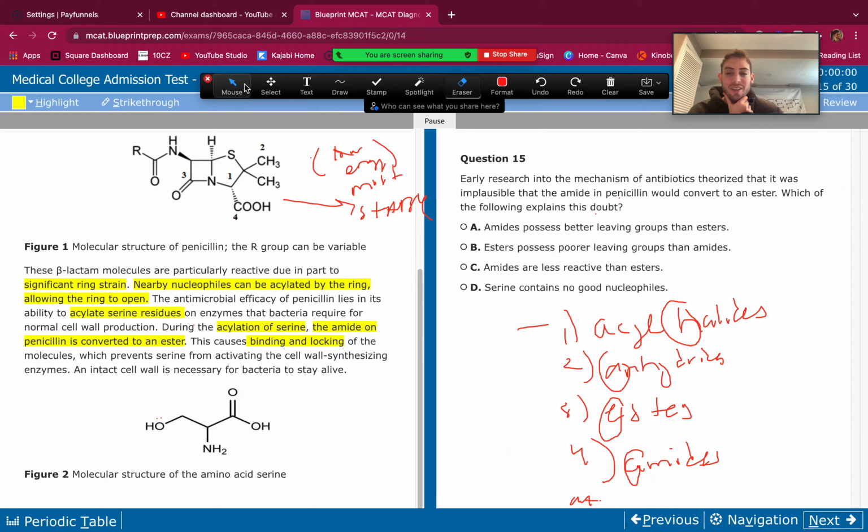Okay, all right, let's get to this question. Too much time wasted here. Amides possess better leaving groups than esters. We know that that's false. Esters have a better leaving group than amides. They're more reactive. A is wrong. Esters possess poorer leaving groups than amides. Okay, this is wrong as well.